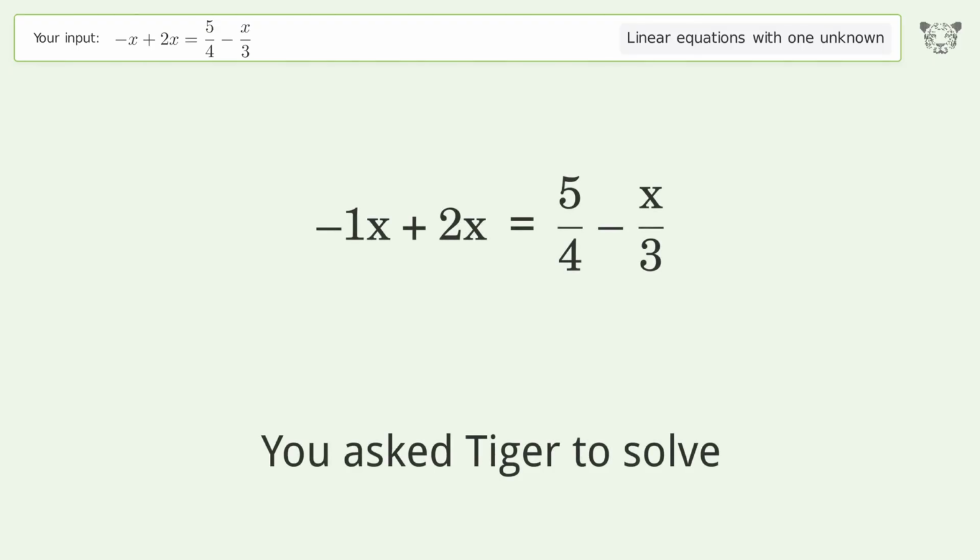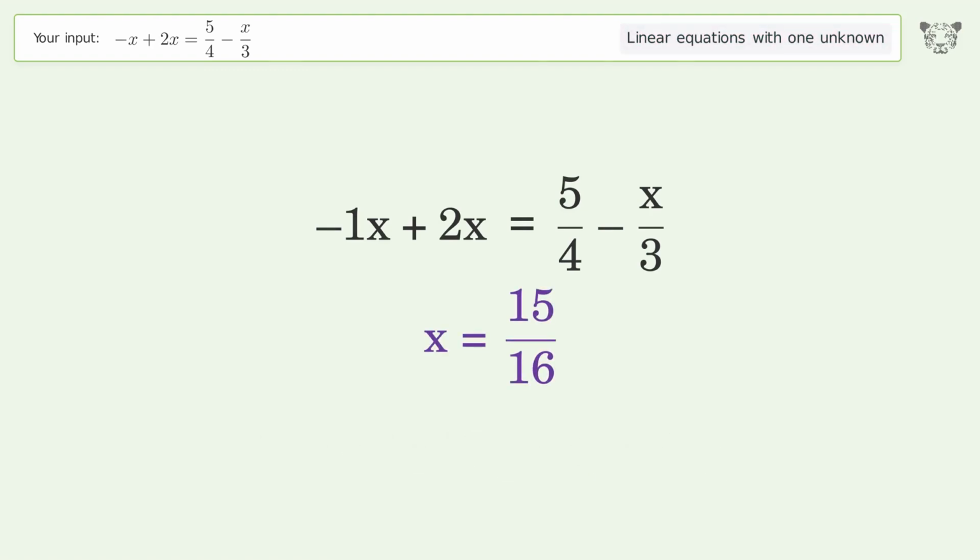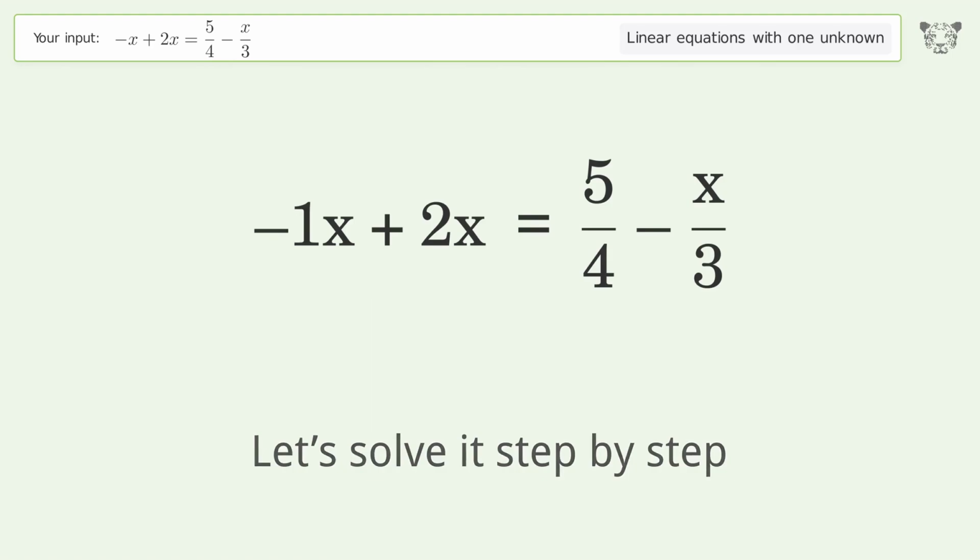You ask Tiger to solve. This deals with linear equations with one unknown. The final result is x equals 15/16. Let's solve it step by step.